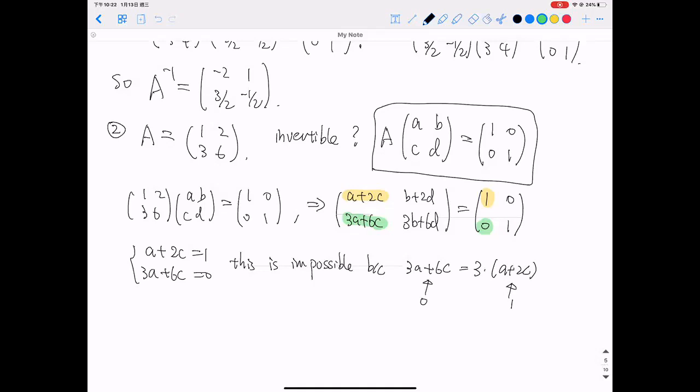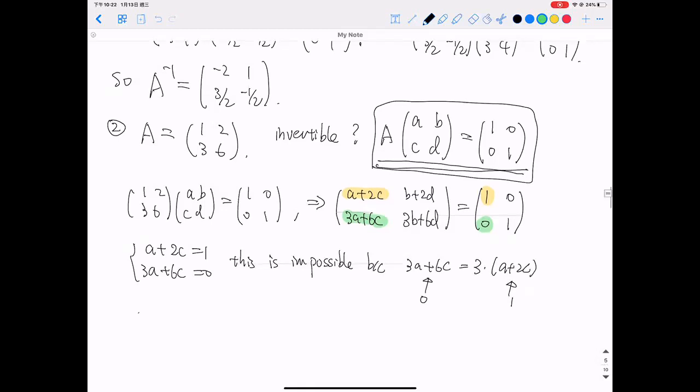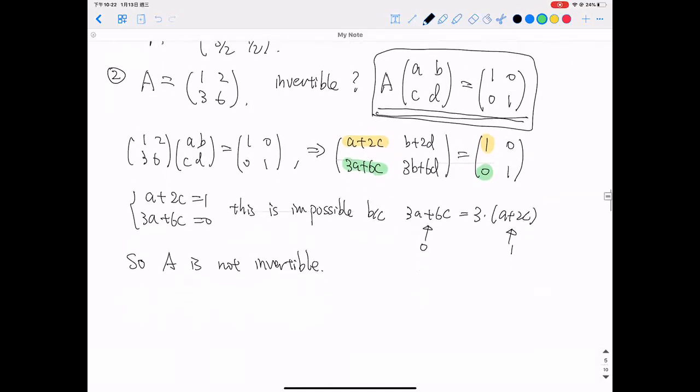Okay? So, therefore, you cannot find A, B, C, D for this equation to hold. So, A is not invertible. Okay.